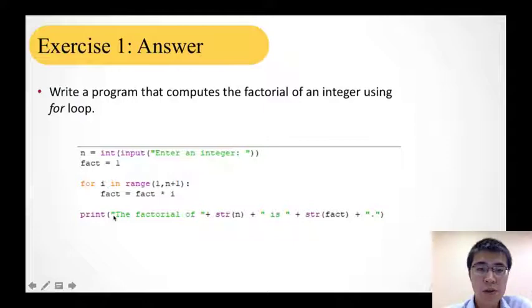Okay, I hope you understand how to do a cumulative for loop. And remember two things: you need to initialize a variable outside the for loop and use it in the loop.